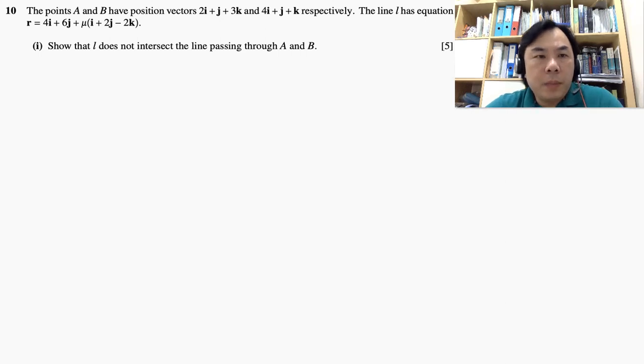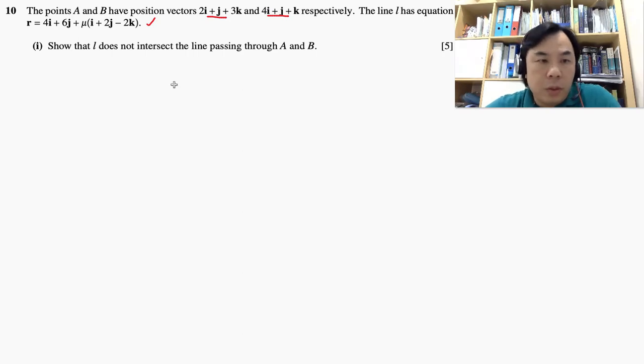All right, welcome back. Let's take a look at one of the questions requested by one of my students. This is a question related to vectors in three-dimensional space. We have two points A and B with position vectors given by these two vectors here. The line L has an equation given by this. We need to show that the line L does not intersect the line passing through A and B.